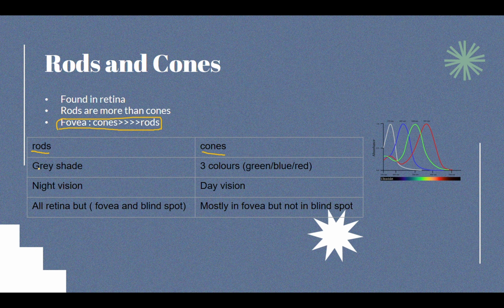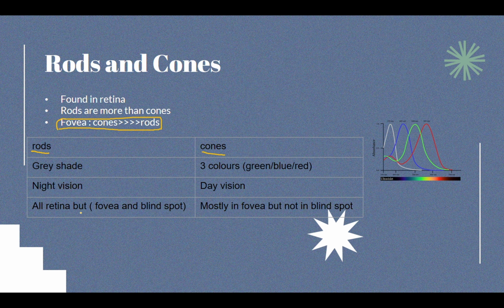Now the rods are there for gray shades. You use them for night vision. All of the retina contains rods, but you cannot find them in the fovea nor the blind spot. Now, the blind spot, as we said earlier, is in front of the optic nerve.